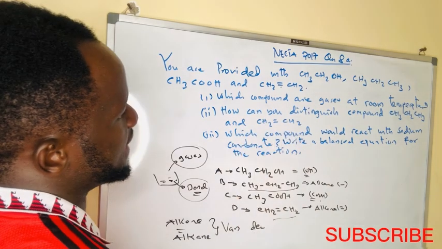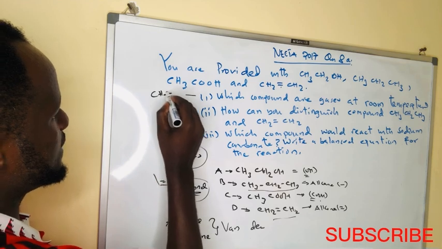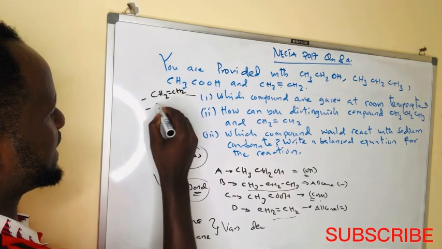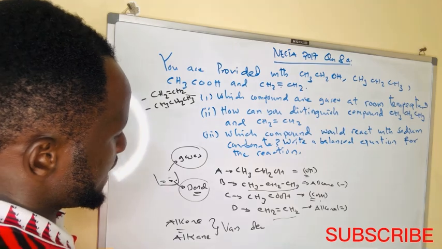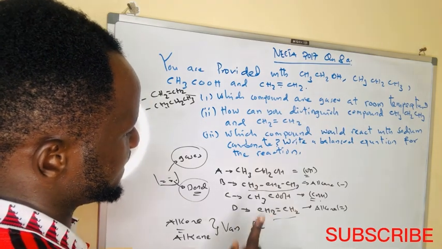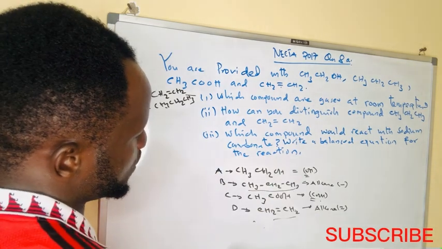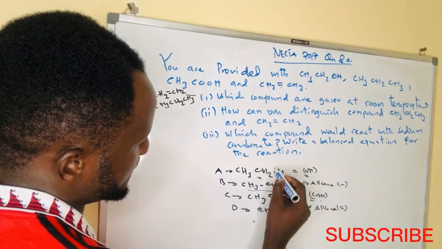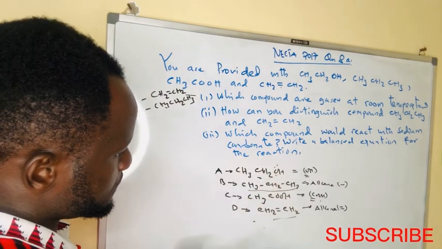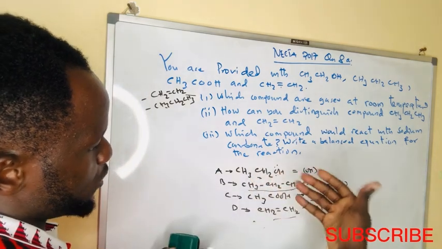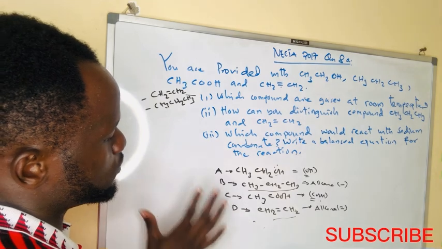So which compounds are gases at room temperature? I will consider CH2=CH2, which is the alkene, and the alkane, which is CH3CH2CH3. So let me tell you, why not the carboxylic acid and not the alcohol? This is the structure of the alcohol, it has oxygen. So this oxygen helps the alcohol molecules, when they join together, to form hydrogen bonding. So a hydrogen bond is a bond that is very strong compared to van der Waals force.